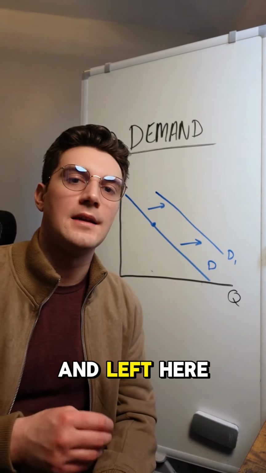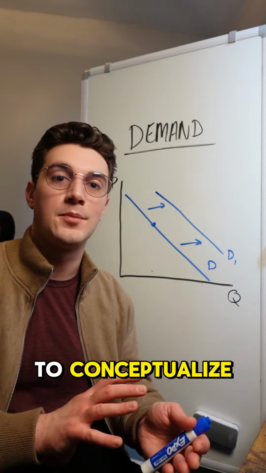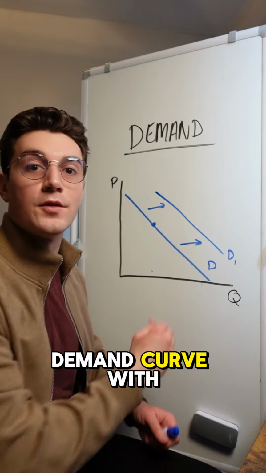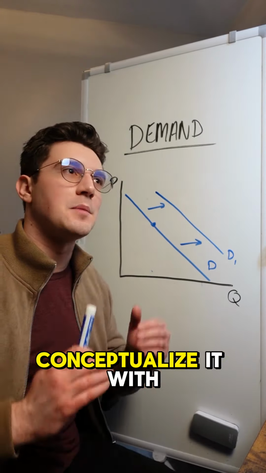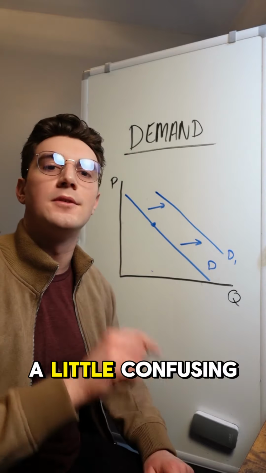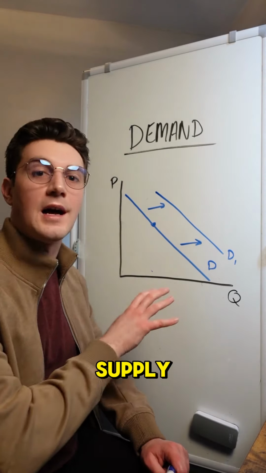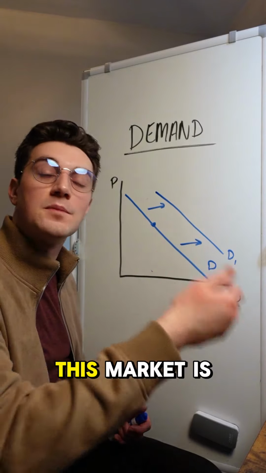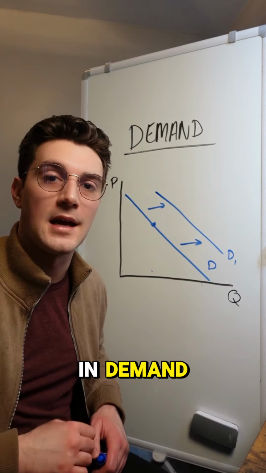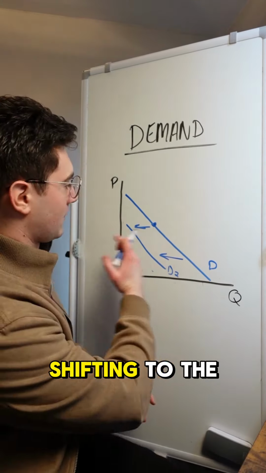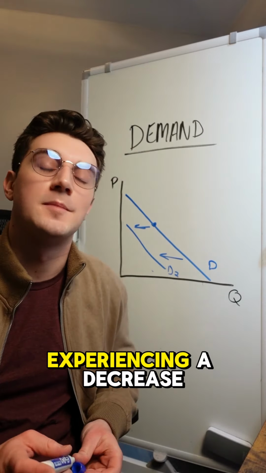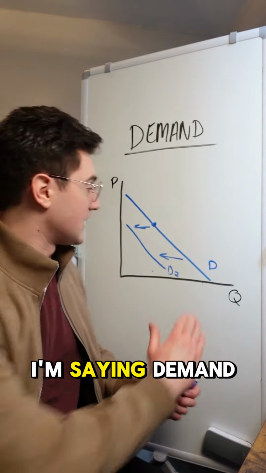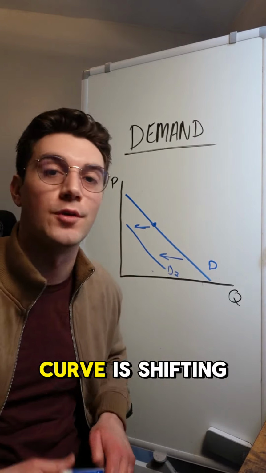I'm saying right and left here for a reason. I want you to conceptualize increase and decrease shifts in the entire demand curve with right or left, because when you conceptualize it with up or down, it can get a little confusing when working with supply. So the way I'm thinking about it here is this demand curve is shifting to the right, therefore this market is experiencing an increase in demand. Or in this case right here, the demand curve shifting to the left, therefore this market is experiencing a decrease in demand. Notice I'm not saying quantity demanded, I'm saying demand, because the entire curve is shifting.